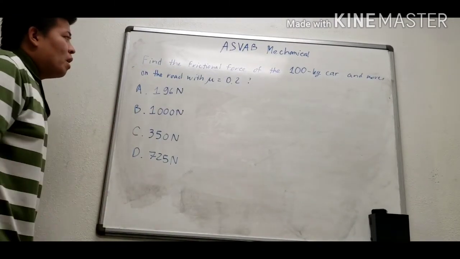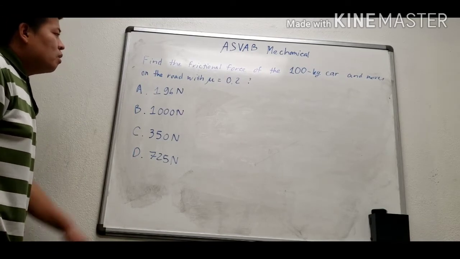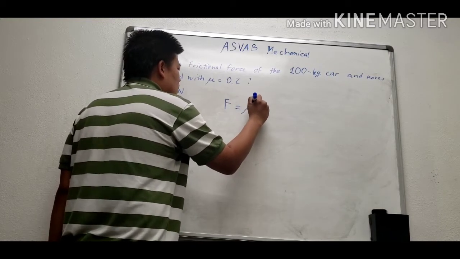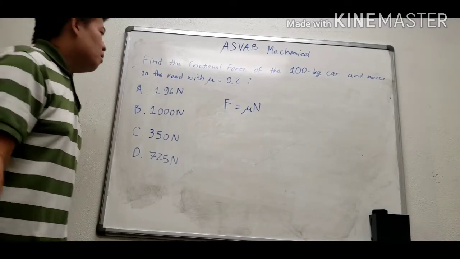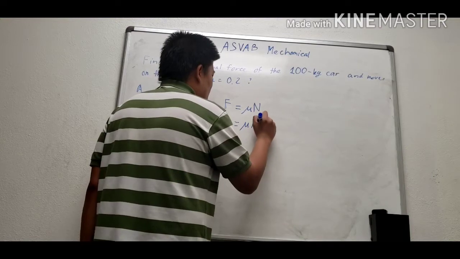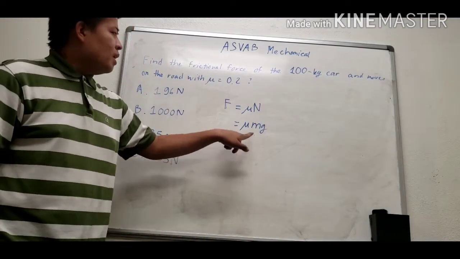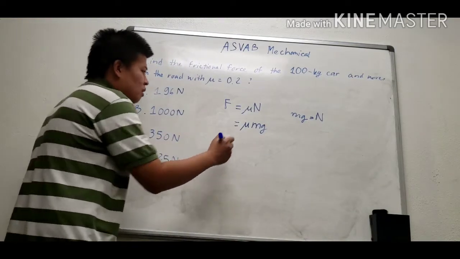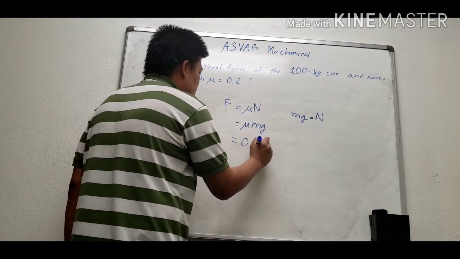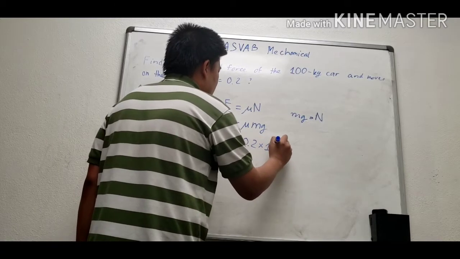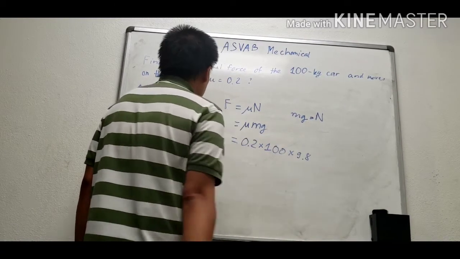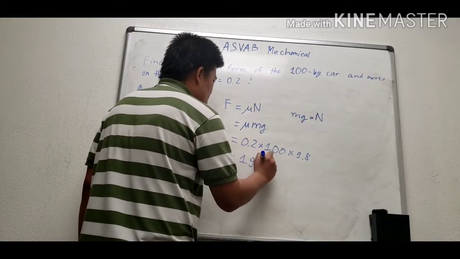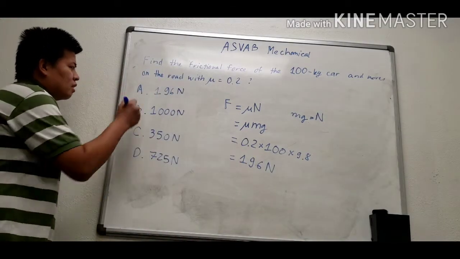Find the frictional force of a 100 kg car that moves on the road with mu equal to 0.2. So we have the formula. Here we don't have the normal force in newton, but we know that the normal force is m multiplied by g. So we just apply the formula. Mu is 0.2, m is 100 kilograms, and g is 9.8. After we multiply everything together, we get 196 newton. And this one is A.